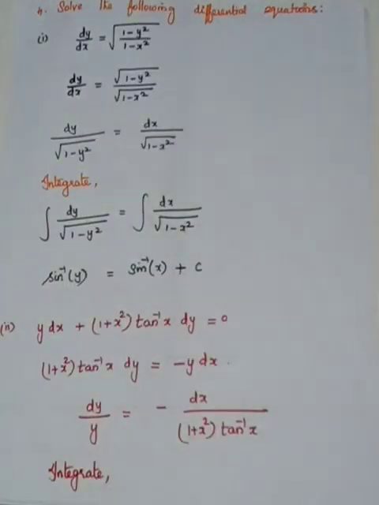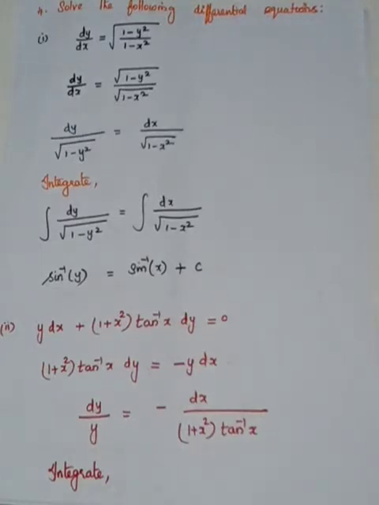Okay, so we have completed the third problem and we are coming to the fourth one, the first subdivision. You see that dy by dx is equal to square root of 1 minus y square divided by square root of 1 minus x square. So first I have written the square root separately.